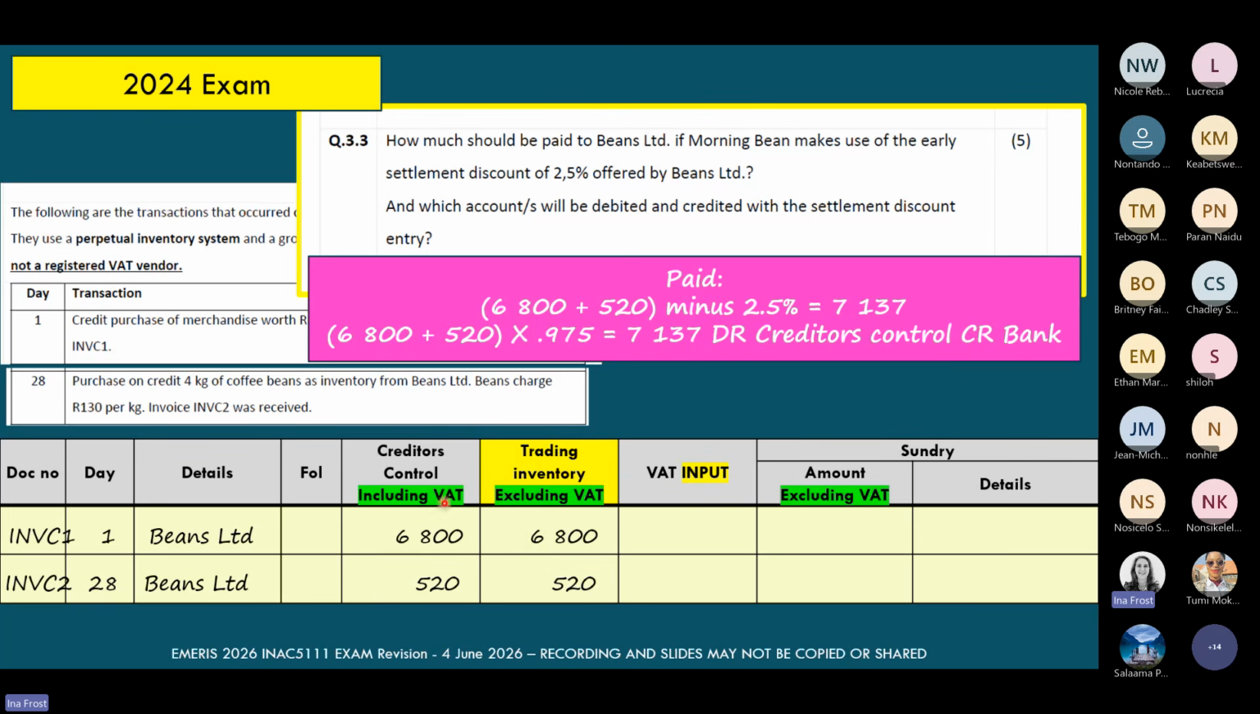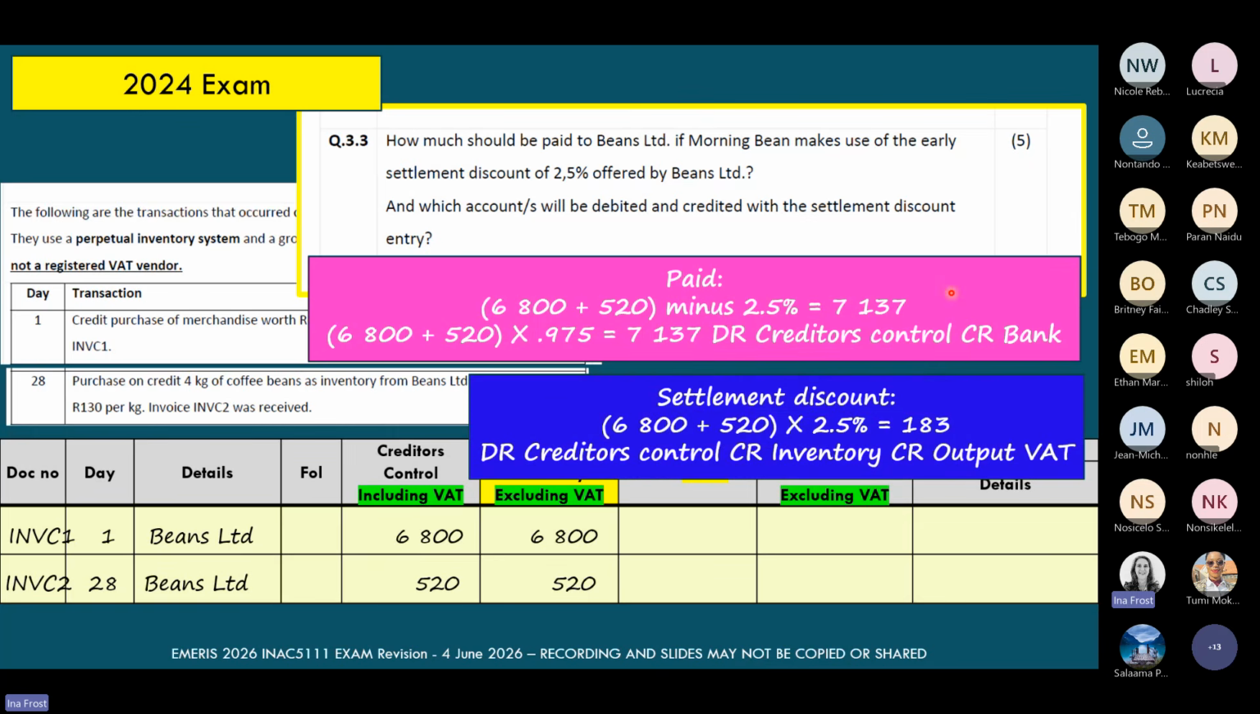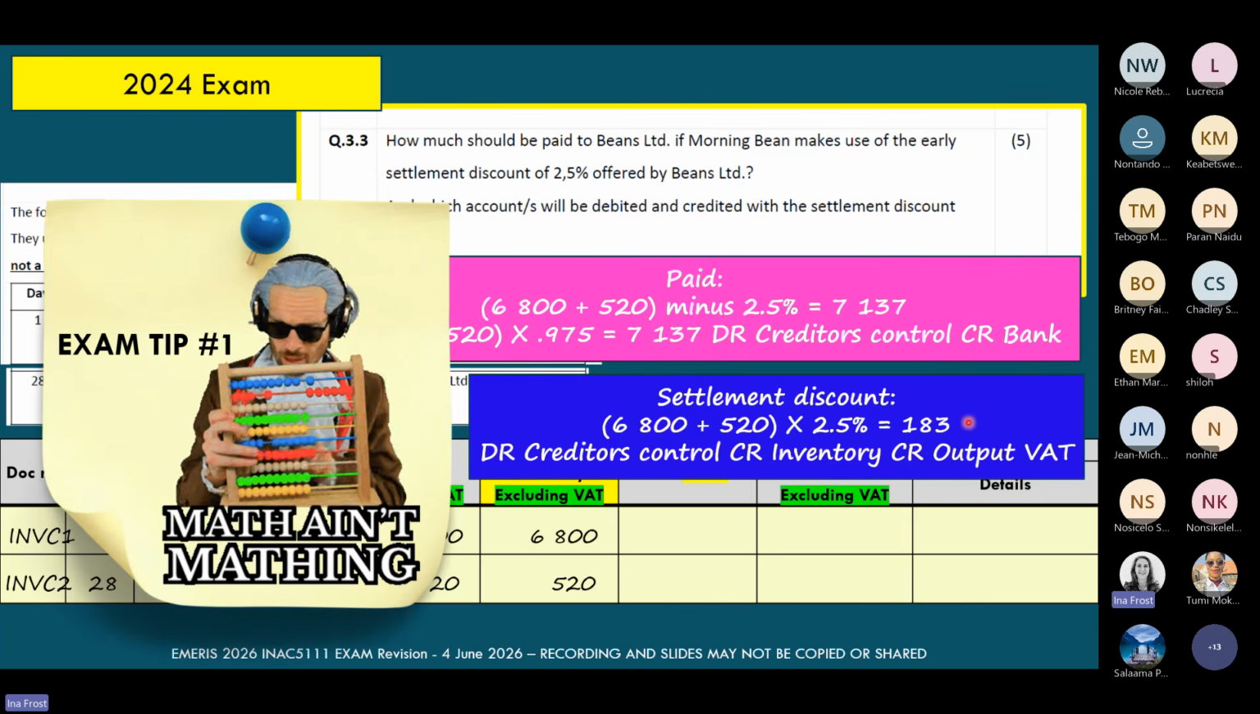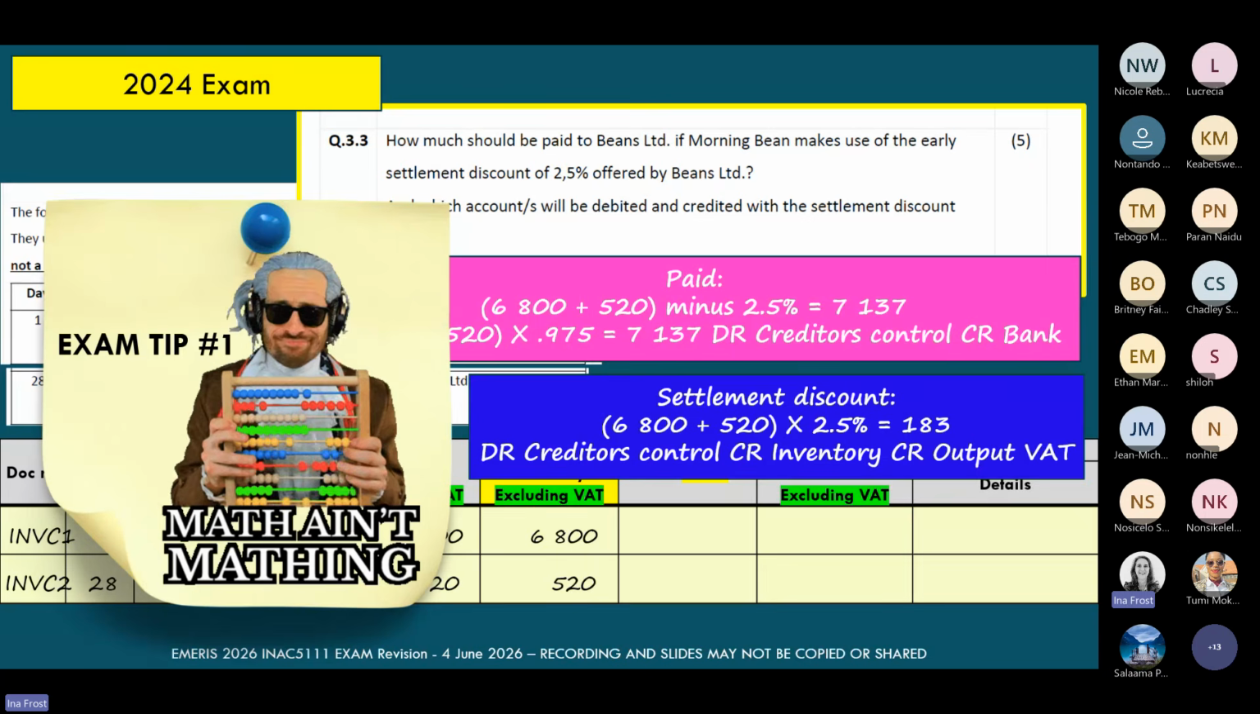So we said these are the two amounts that we owe Beans Limited. And we're going to subtract that 2.5% discount. So we're going to pay Beans Limited 7,137 rands. That will be recorded in cash book payments. And the settlement discount is 183 rands. And that will be recorded in your general journal. And as we've said, make sure that you are showing us your calculations.